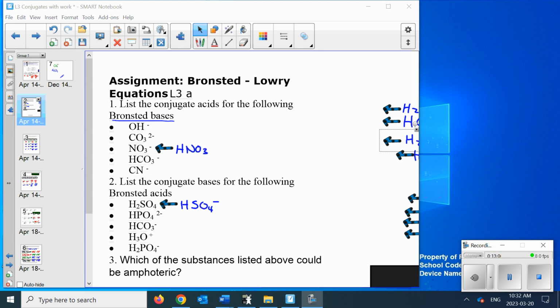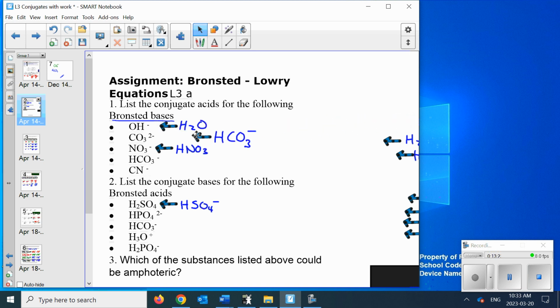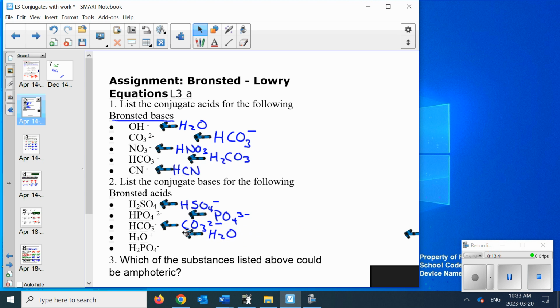Okay, so take these up. OH minus, if it's acting as a base, it picks up an H and becomes water. HOH is great to write down. CO3 2 minus picks up an H, HCO3 minus, and then H2CO3. Likewise, HCl. And HPO4 2 minus, PO4 3 minus. Now when you lose the H, and lose the charge, H3O plus.